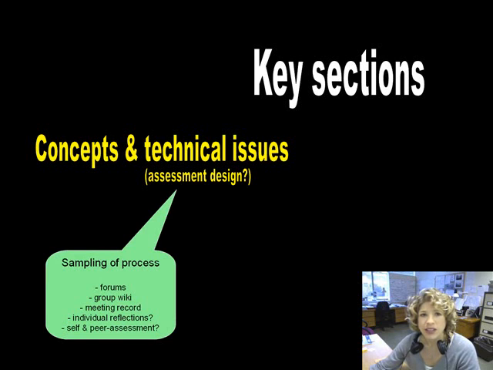Obviously one of the key issues here that I think we've dealt with quite a lot in the unit is the sampling or the assessment of process. At the moment we're doing that through forums, through a group wiki for each group, and through a record of their live chat, their meetings that they're holding online. On evaluating this, it might be interesting to look at what placing a bigger emphasis on individual reflections and self and peer assessment would bring to the assessment process.